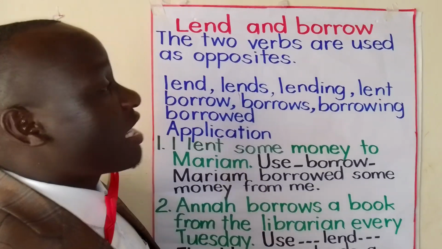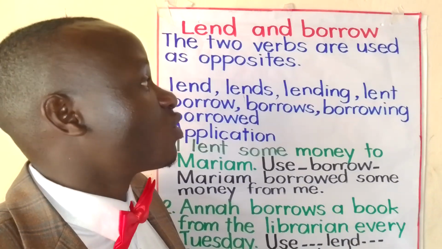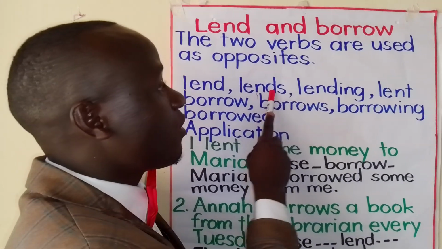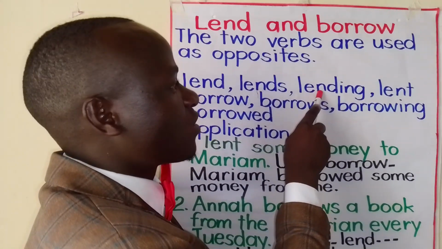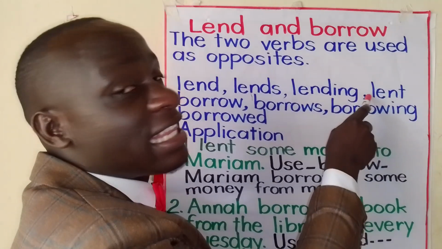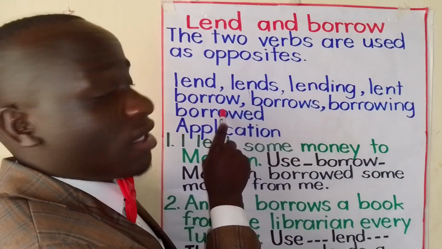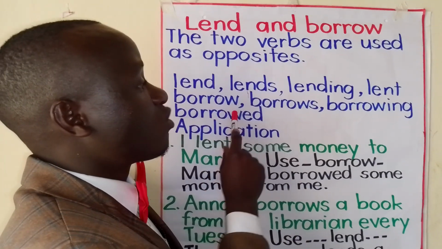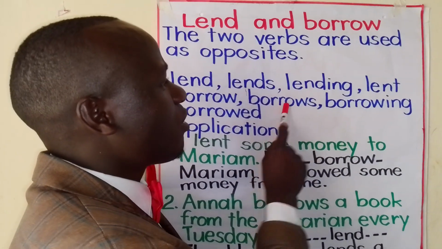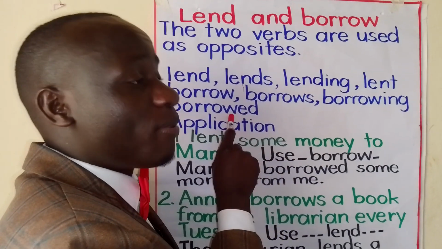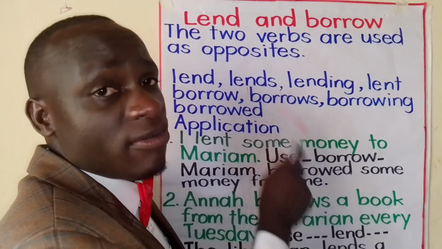Lend being a verb, it means it can be changed to different forms. It can change to lends in the present simple, lending in the present continuous, lent in the past simple and the perfect forms. Borrow, also used as a verb, changes to borrows in the present simple, borrowing in the continuous form, borrowed in the past simple and the perfect forms.